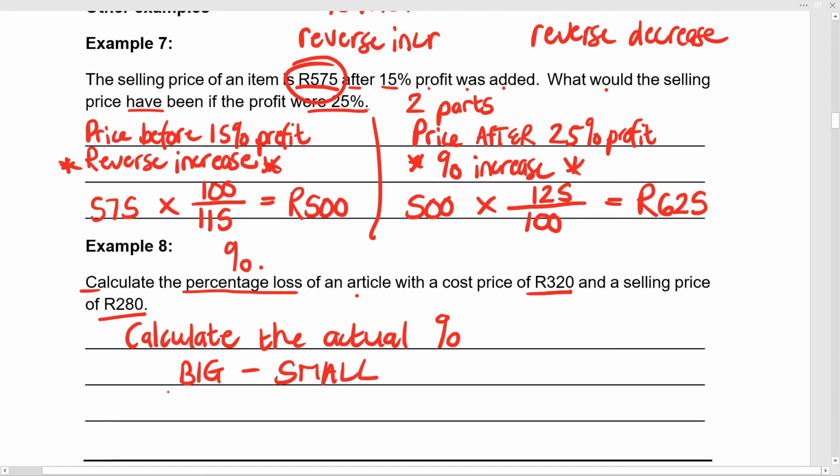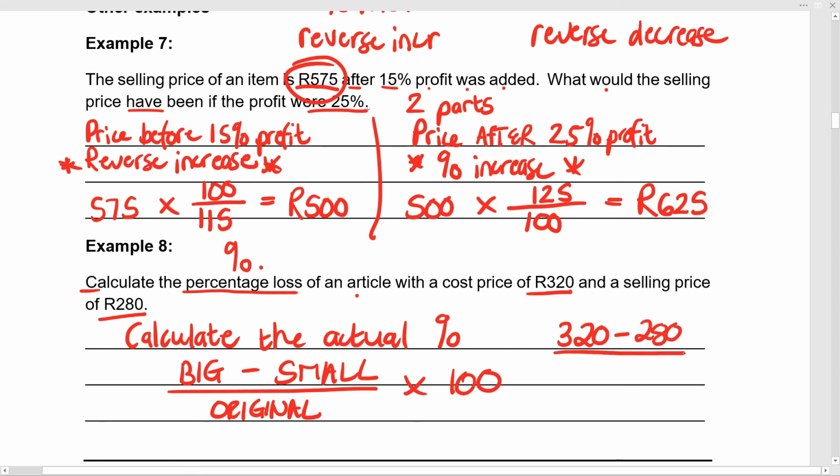We're going to take the big amount minus the small amount over the original one. So we're going to basically get the difference between the two, and then we're going to make that a fraction out of the original amount and times by 100 to get a percentage. So that's going to be 320 minus 280 over the original. And this is where it'll be obvious whether we're calculating it as a percentage of 320 or a percentage of 280. So think about it.